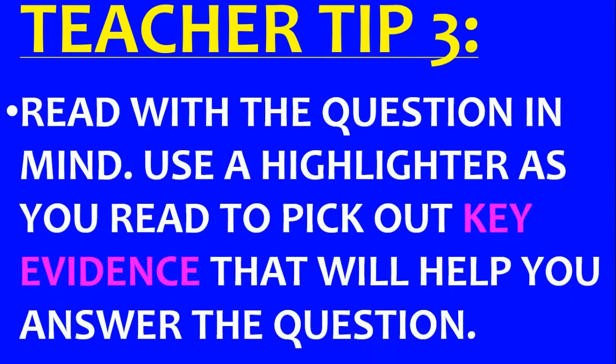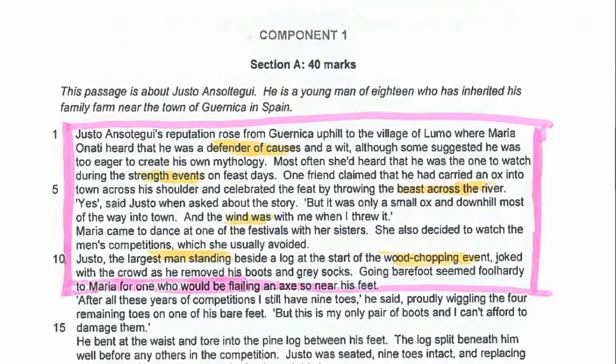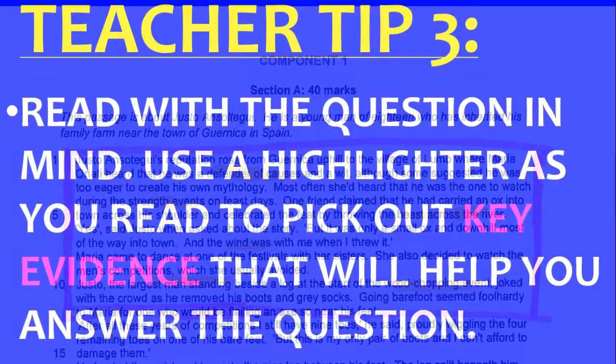Number 3: read with the question in mind. Use a highlighter to pick out key information that will help you answer the question. So with my yellow highlighter here, I'm looking at the question, I'm keeping the question in my head, and I've highlighted 5 or 6 things that I think will help me answer my question. It might not be exactly these words, however, I'm just giving myself an easy way of saying to myself, okay, my answer is going to come from these parts here.